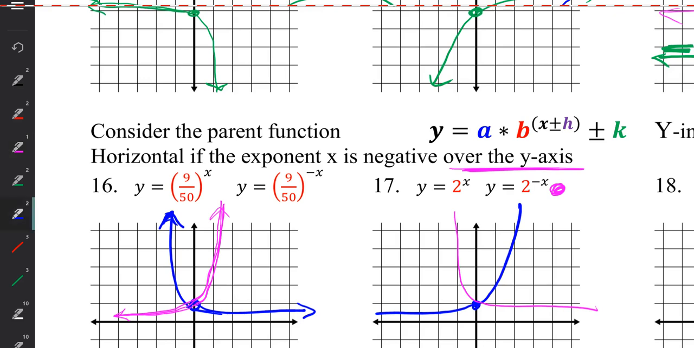All right. Function or no function? Why? Vertical line test. Good. Fails. Not a function. Are these functions, 17 and 16? By the way, these words are not just chosen randomly. Consider the parent what? Kind of tells you it's a what? It's a function. Okay?